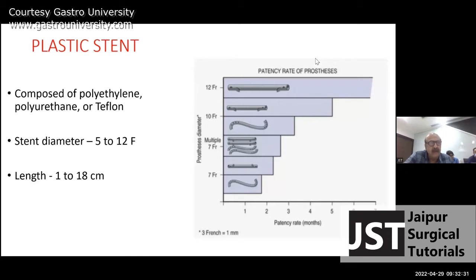They are cheaper nowadays, easily available, and stent diameter ranges from 5 to 12 French, and length from 1 to 18 centimeters. It all depends on the indication, where, and what length and what diameter you need.